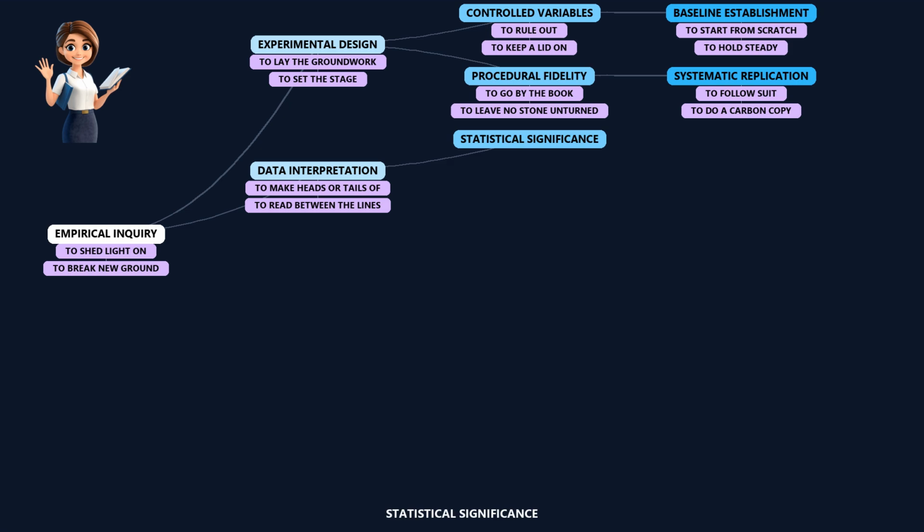Statistical significance. Statistical significance is a core part of data interpretation where you check if your findings are on the mark and hold water. This means using math to prove that your discovery is real and not just a lucky guess.